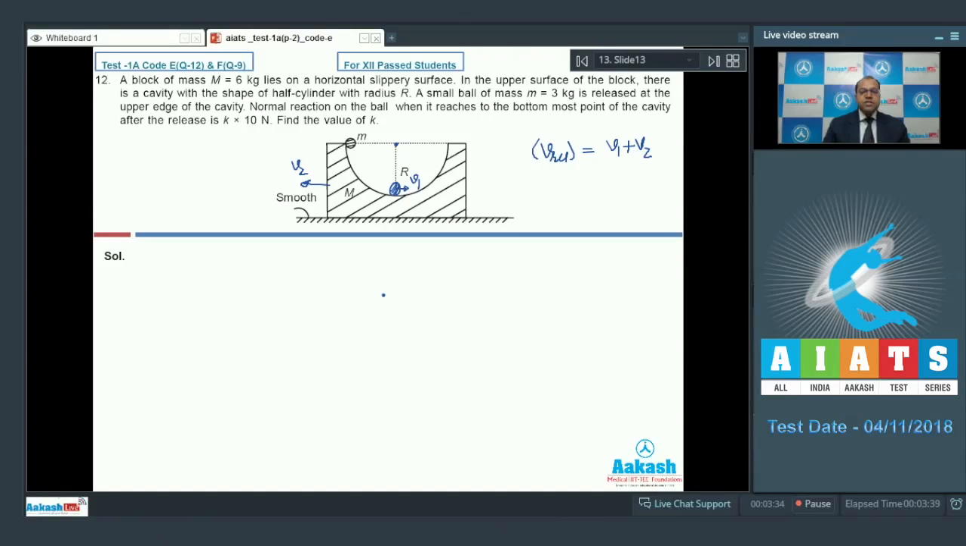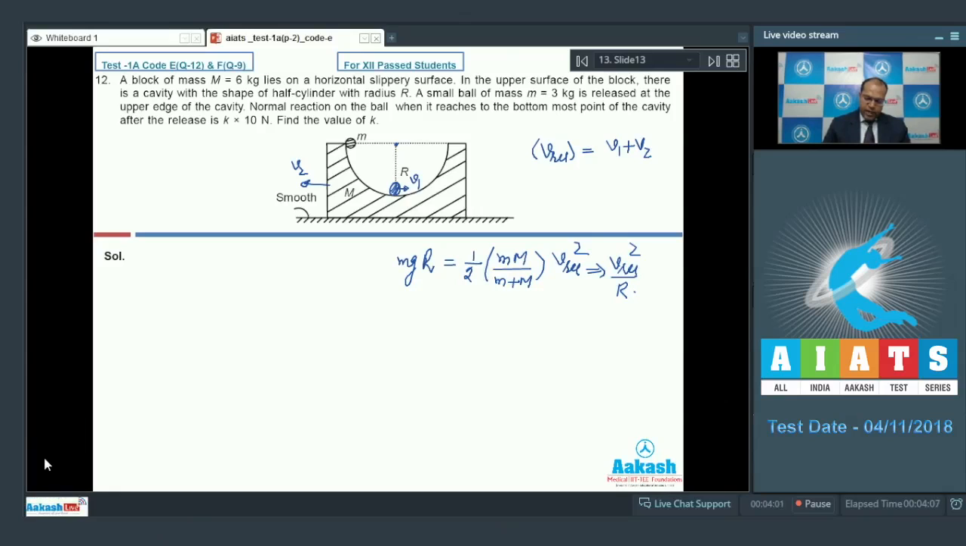If I apply the principle of conservation of mechanical energy, then mgr is equal to half, written in the form of the reduced mass of the system, small m into capital M divided by small m plus capital M, into v relative square. So from here we get the value of v relative square divided by r.